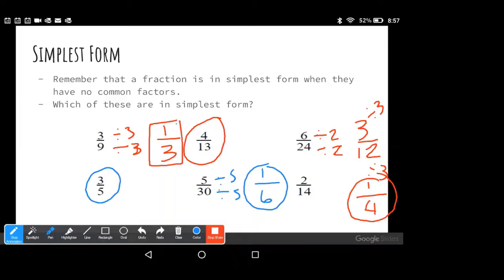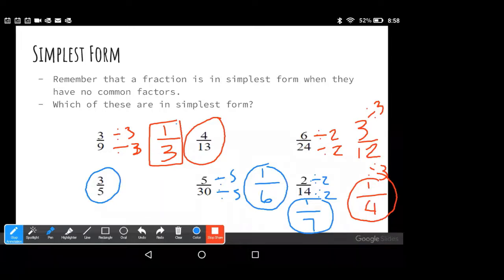Okay, 2/14. Now, like I said before, if you're struggling, make sure if they're both even, they can definitely go down further. So they're both even. So think about, what does 2 and 14 have in common? Okay, they're both even, so they have to have 2 in common. So if I divide by 2, 2 divided by 2 is 1. 14 divided by 2 is 7. So simplest form is 1/7. So simplest form means that they have to go down to their simplest form, nothing in common. They don't have any factors in common.